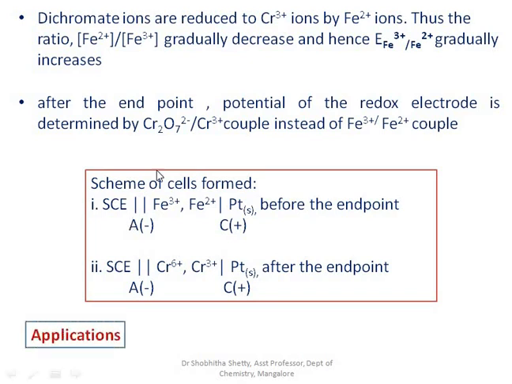Next is the application of the potentiometry method. Mainly it is used for the determination of the concentration of the analyte. Various types of acid base reactions can be studied, as well as redox titrations, and the concentration of an unknown analyte can be determined experimentally using the instrument potentiometer.